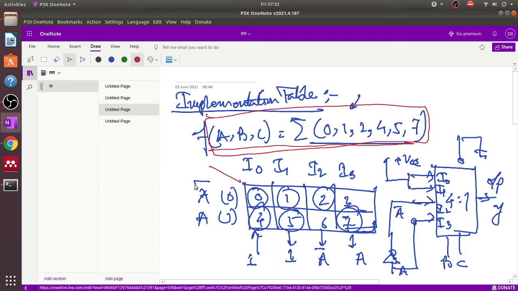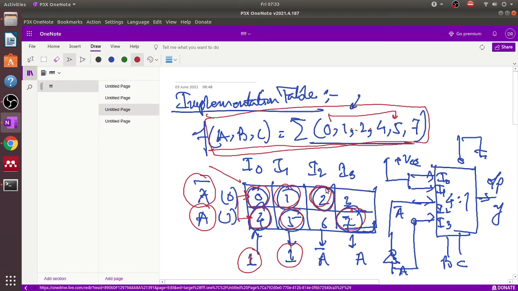In the implementation table, when A bar equals 0, these inputs are 0, 1, 2, 3, and when A equals 1, these inputs are 4, 5, 6, 7. Now here, which min terms are present? Sorry, 4, 5, 7. These min terms are mapped here by circling them. So 0 and 4, 1 and 5, 2, and 7.